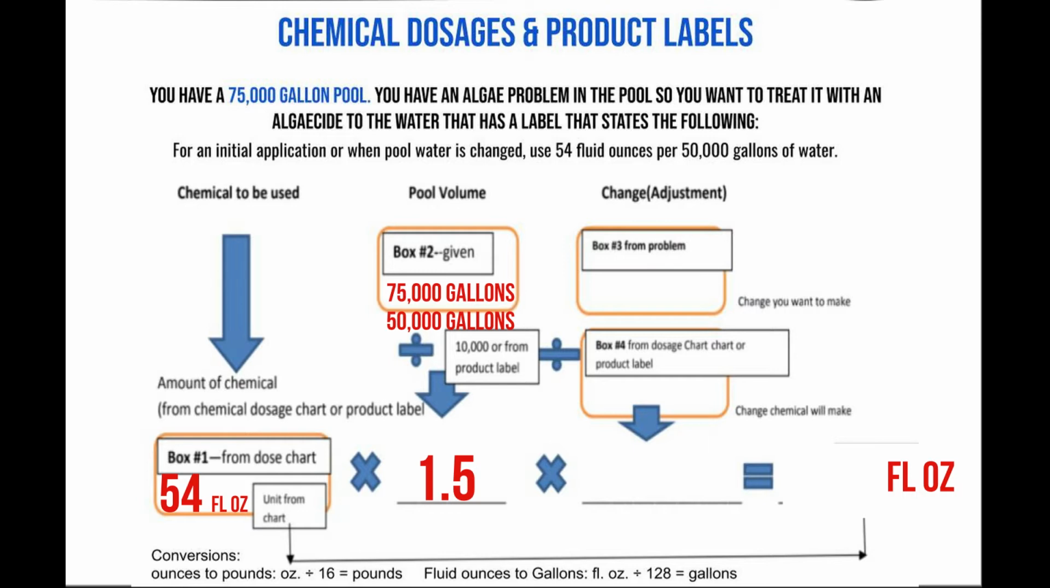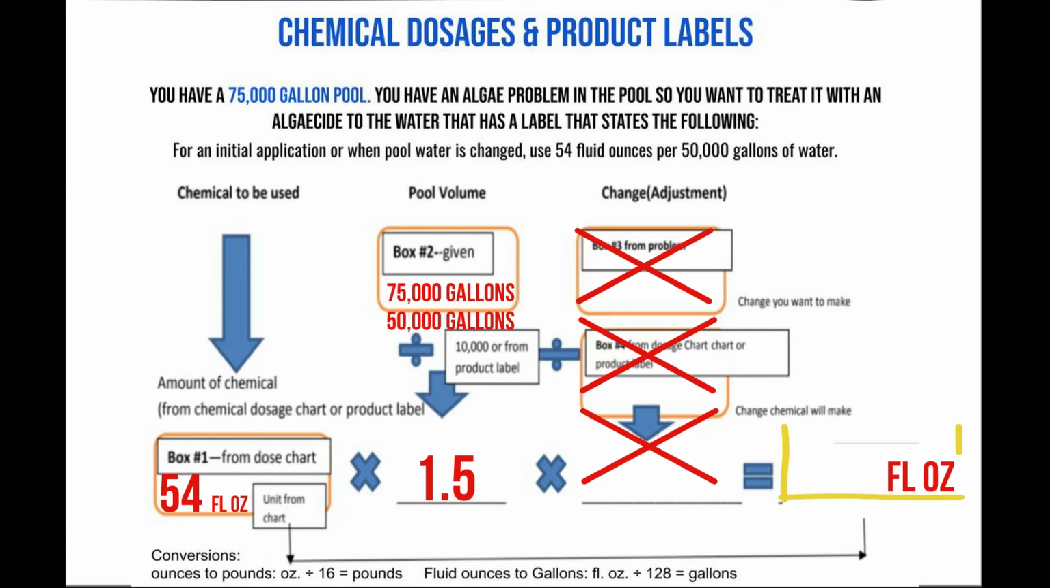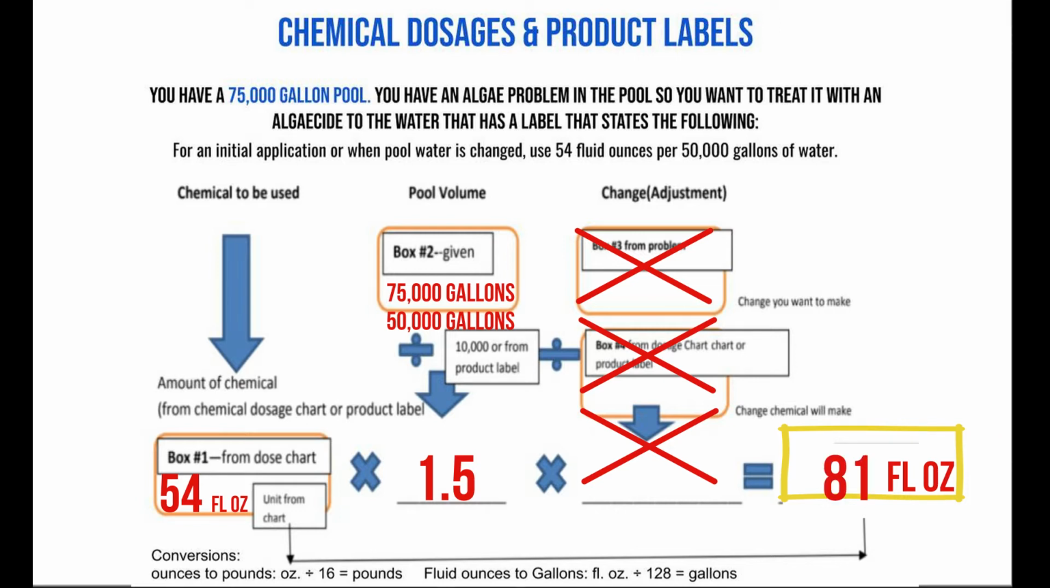There's no part per million in this problem. So there's no box 3 and there's no part per million in the product label either. So there's nothing filled out there, which means there's nothing filled out here. So now we just take the 54 times the 1.5 and put our answer here. So if you take 54 times the 1.5, you get 81. And so you get 81 fluid ounces.